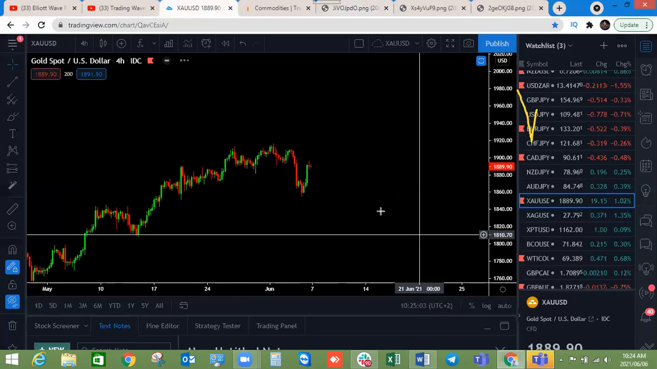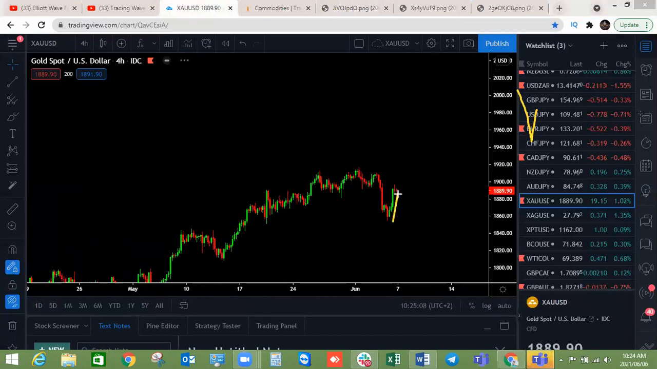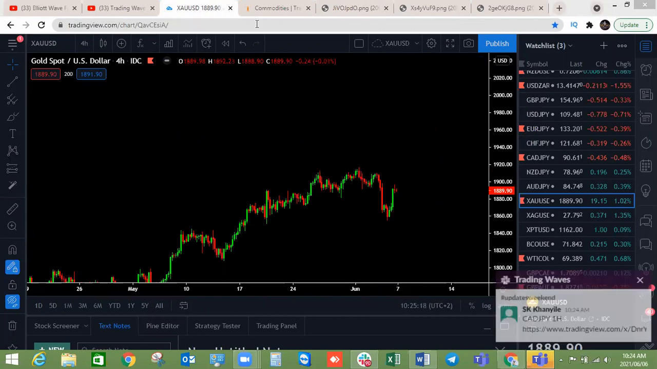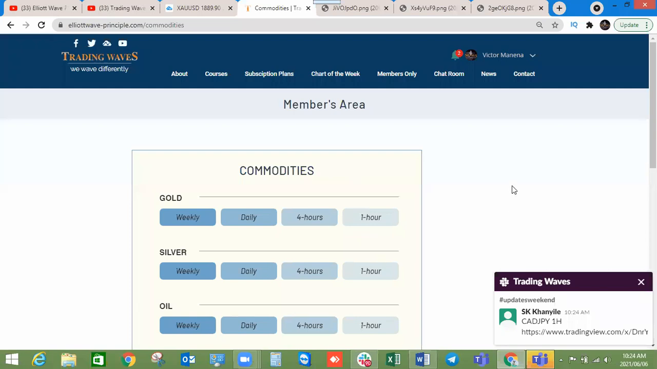So we've already forecasted that move from 1860 to 1889. That is gold. Do we now push to the upside like that, or are we going to get one more down first before we go as we forecasted? Now, as I said, the answer lies in the silver chart. Let's have a look at the silver chart.